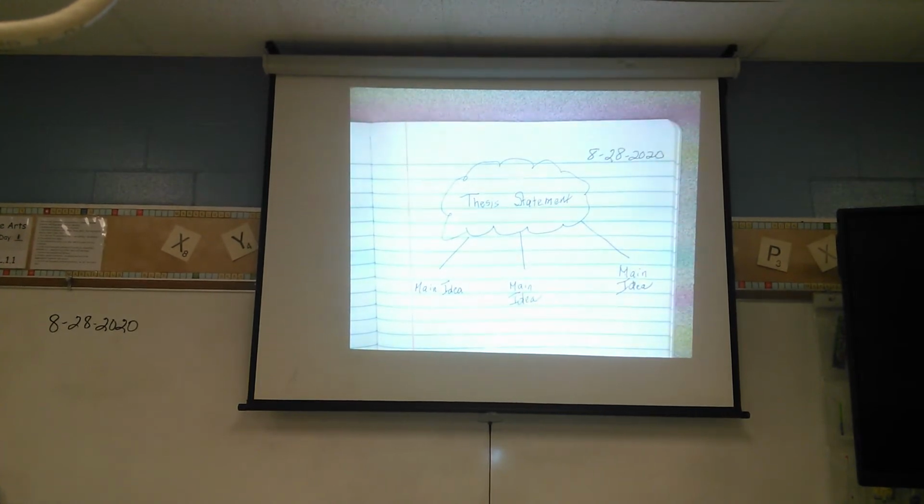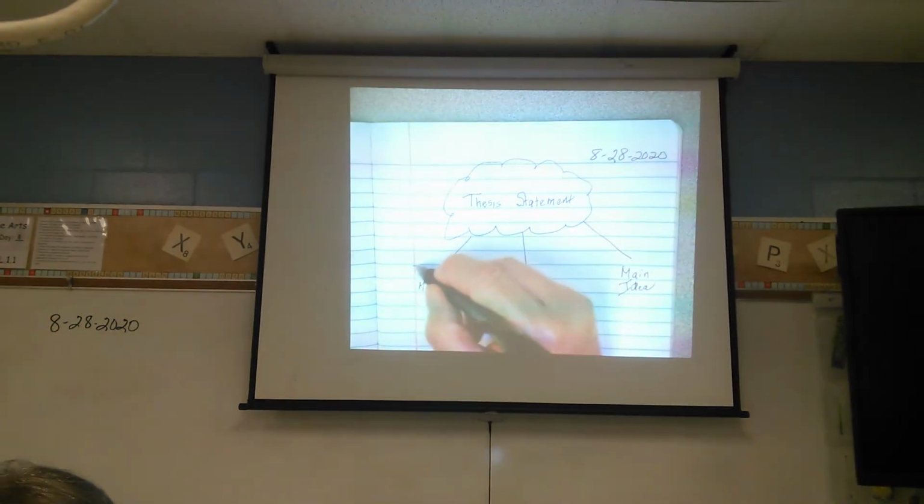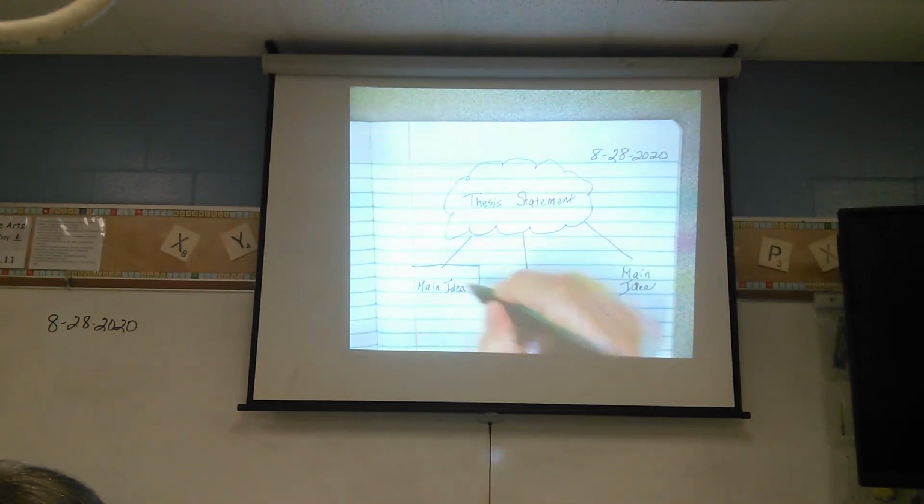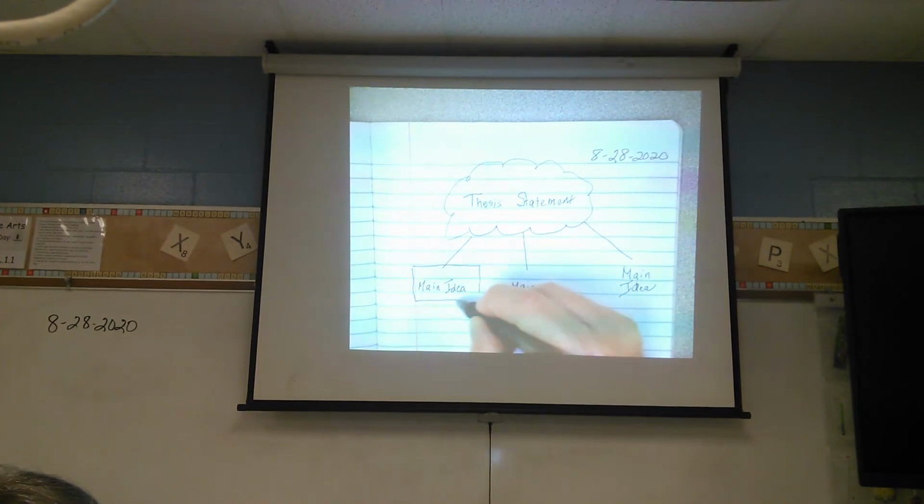And since the title of our unit is Boxes and Bullets, when they refer to boxes, they're referring to the main idea. So we're going to draw a box around it.